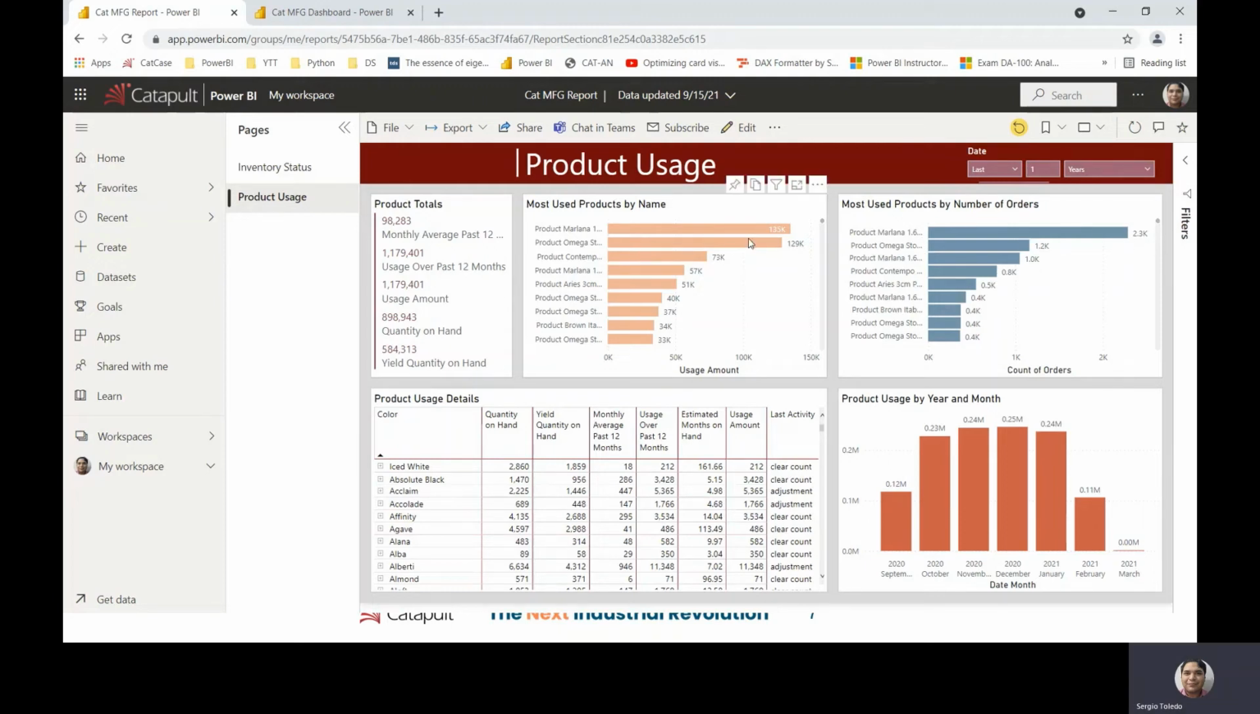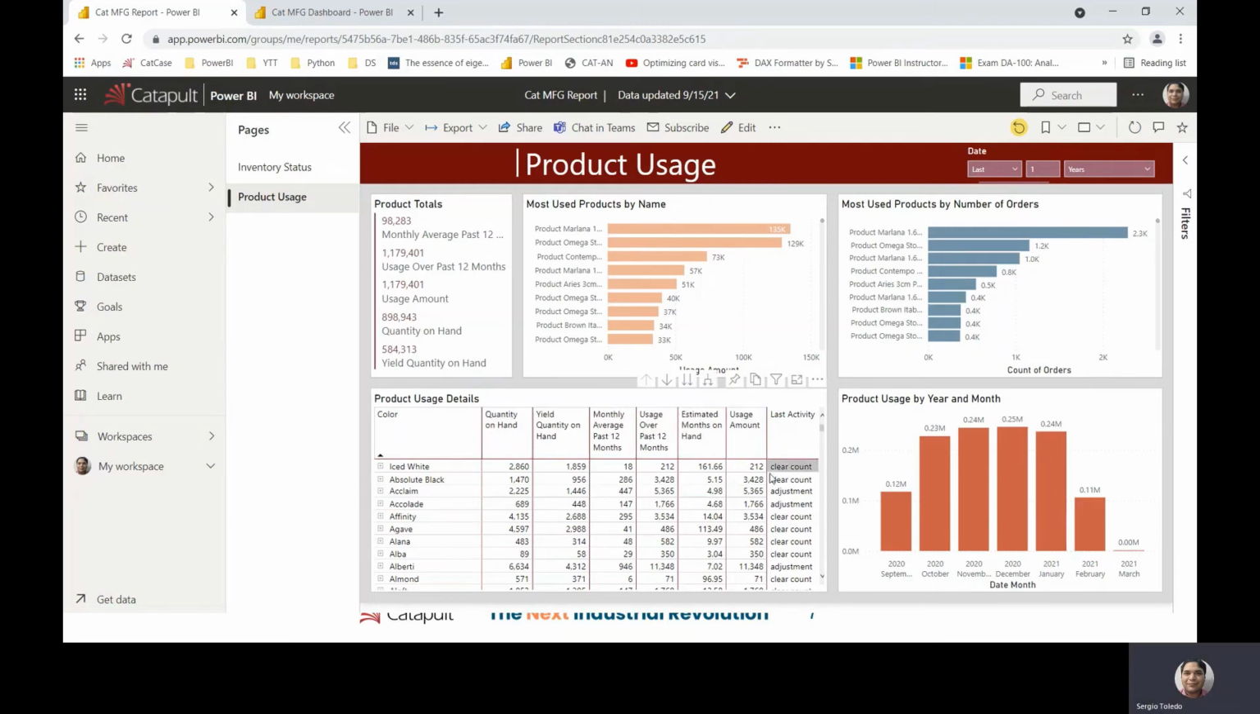So we see here Marlana is both used a great amount, but is also in the most orders. So it's used in 2.3 thousand orders, and that's a very big amount. This is a popular product, and maybe the insight that could be drawn from here is that this product specifically needs to be on hand all the time. There needs to be a good amount in the warehouse in stock.